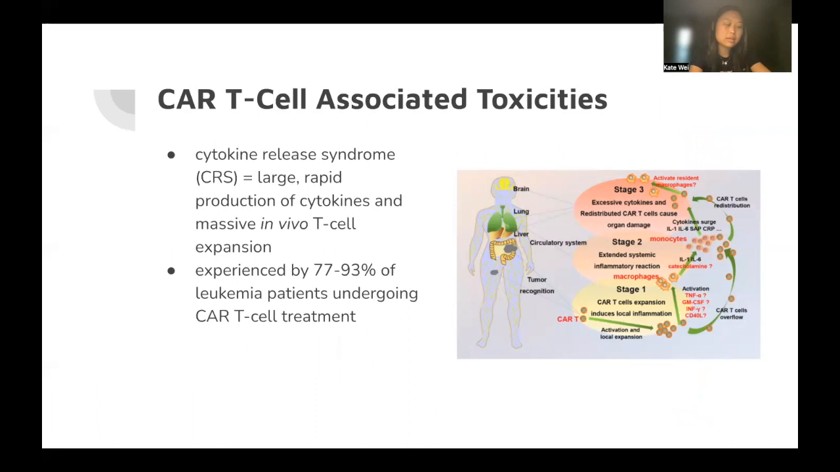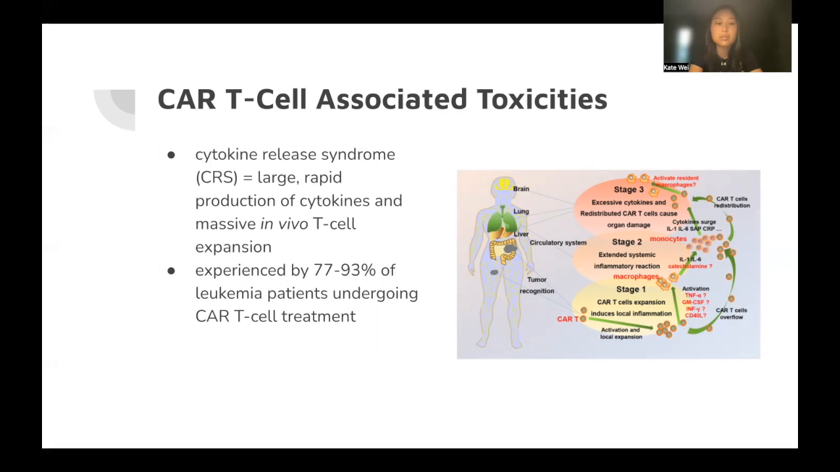As discussed earlier, one of the major risks of CAR T-cell therapy is cytokine release syndrome, and these symptoms can range from relatively trivial, like fatigue, diarrhea, and headache, to cardiac dysfunction, respiratory failure, multi-organ system failure, and death in more severe cases. And CRS is a very common side effect of treatment, unfortunately, as one study has shown that 77 to 93% of patients with leukemia receiving CAR T-cell therapy experience CRS.